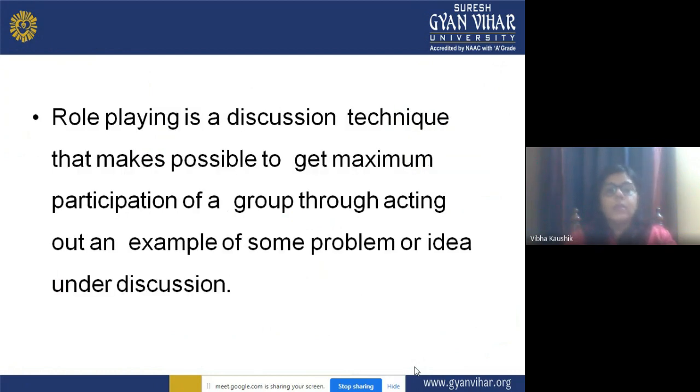Role play is a discussion technique where a discussion is held that makes possible maximum participation of a group through acting out an example of some problem or idea under discussion. The example can be related to some problem or idea which is under discussion.